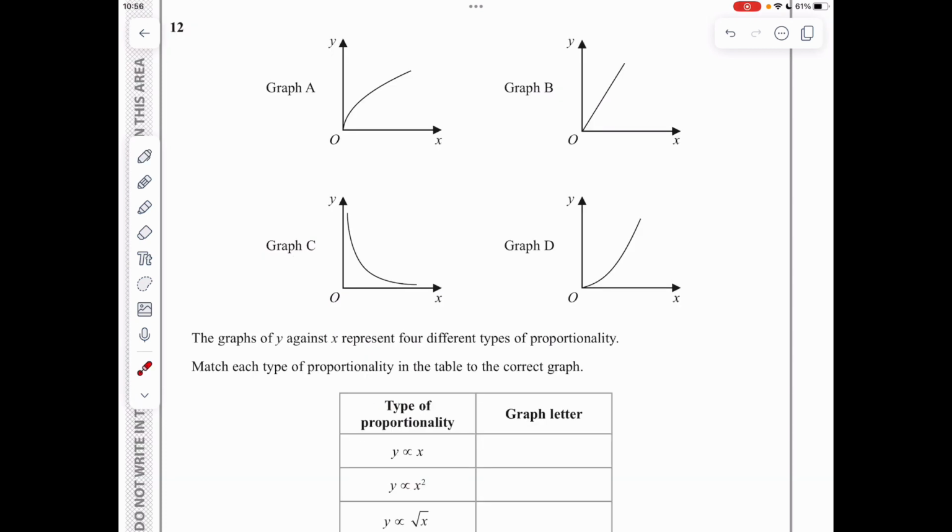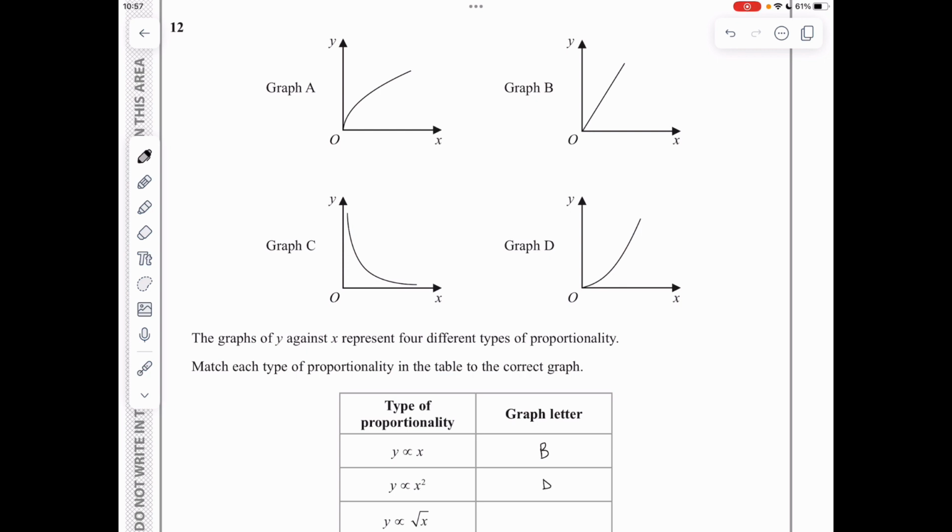In 12, we're given 4 graphs, A, B, C, D, and we are asked to match each type of proportionality in the table to the correct graph. Starting with y being proportional to x, this is direct proportion. We are always looking for a straight line passing through the origin, and the only straight line is graph B, so this is B. Now, y being proportional to x squared, we are looking for a graph that resembles the standard parabola, something that goes like this, so it must be graph D.